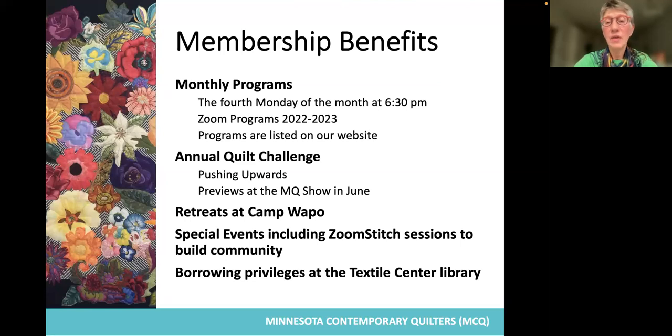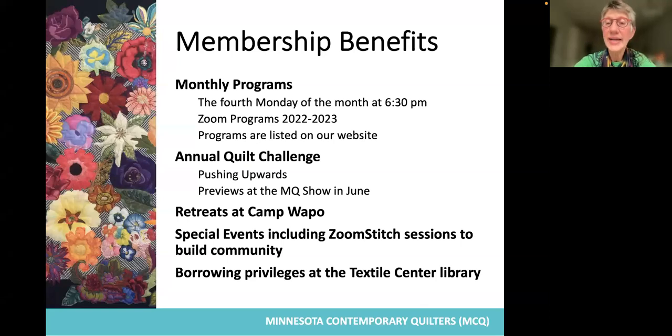And then we have all of our programs listed on our website. We updated the website about a year ago, so as soon as we get confirmations from speakers, we try to get that information on our website. All of our programs for 2022 are there, and even a few of them into 2023. And then we talked earlier about the annual quilt challenge. Pushing Upwards is the theme for this year, and again, as Cindy K mentioned, that will preview at the MQ show in June.